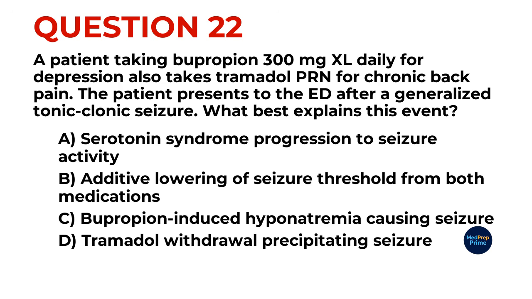A patient taking bupropion 300 mg XL daily for depression also takes tramadol PRN for chronic back pain. The patient presents to the ED after a generalized tonic-clonic seizure. What best explains this event? Option A. Serotonin syndrome progression to seizure activity. Option B. Additive lowering of seizure threshold from both medications. Option C. Bupropion-induced hyponatremia causing seizure. Option D. Tramadol withdrawal precipitating seizure.